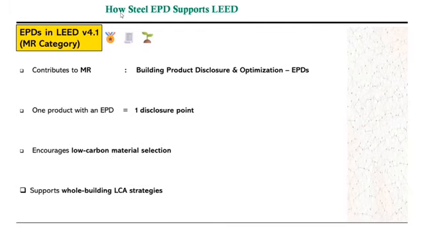Now we have to assess how steel EPD supports LEED, meaning how it contributes to the LEED score. EPD in LEED version 4.1 falls in the Materials and Resources category. It contributes through Building Product Disclosure and Optimization, which is BPDO, for the EPD. One product with an EPD is equal to one disclosure point. It encourages low-carbon material selection and supports whole-building LCA strategies.